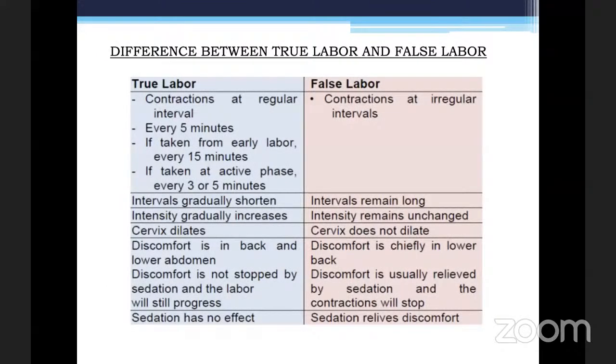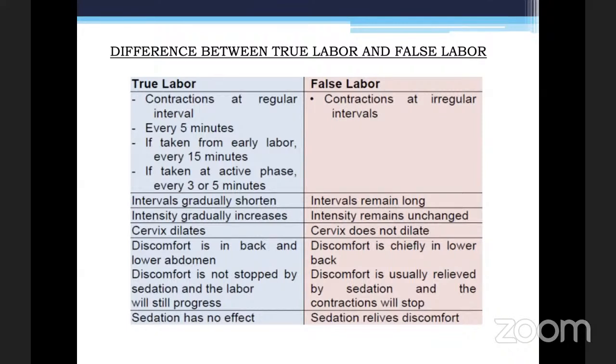The difference between true labor and false labor is that in true labor, contractions occur at regular intervals, whereas in false labor, they occur at irregular intervals. In true labor, it occurs every 5 minutes. If taken in early labor, it occurs every 15 minutes. And if taken at the early phase, it occurs every 3 to 5 minutes. The interval is gradually shortened, whereas in false labor, it remains long. The intensity also increases, whereas in false labor, it remains unchanged. The cervix dilates, whereas it does not dilate in false labor.